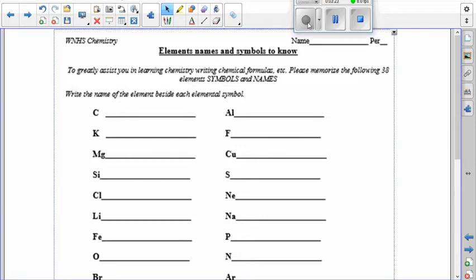Half of the quiz will be I give you a symbol and you just write the name. The other half will be I give you the name and then you just write the symbol for me. Okay?